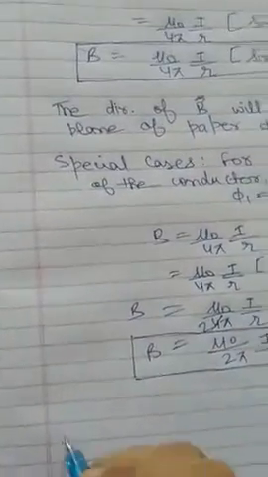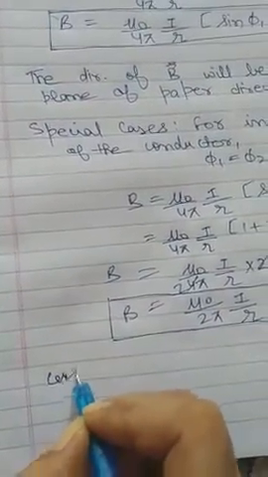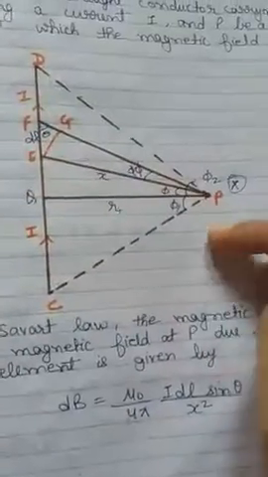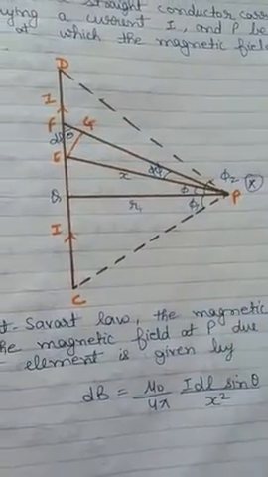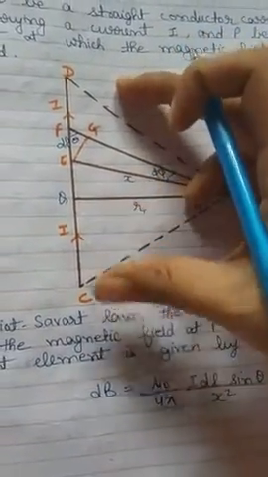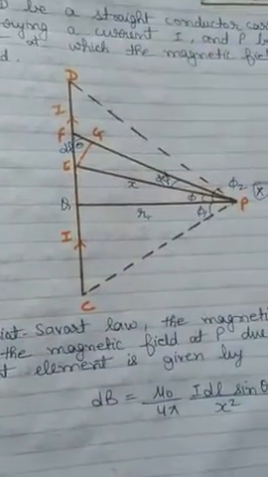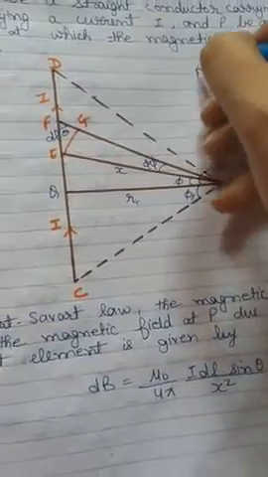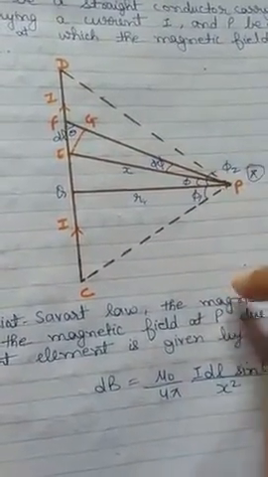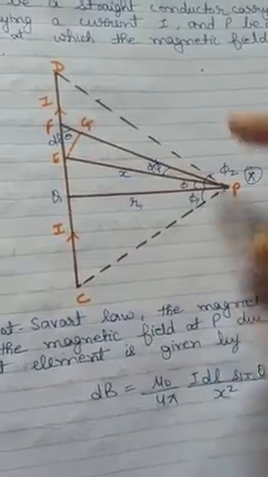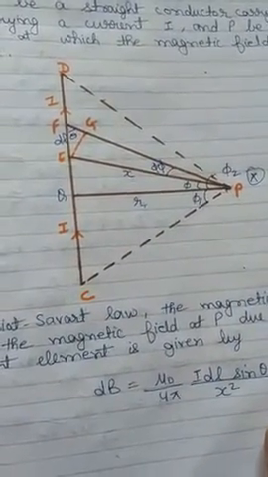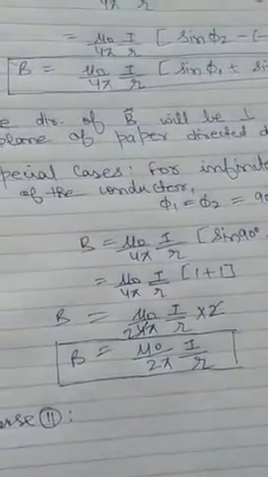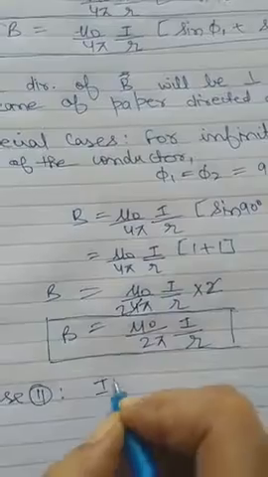Now one more case that we are going to discuss, case 2. That is the case if the point P is near any one end of the conductor, whether near point C or at point D. So when this point P is near to this end of the conductor, one of the angles will become 0 degree and the other will become 90 degree. Clear?